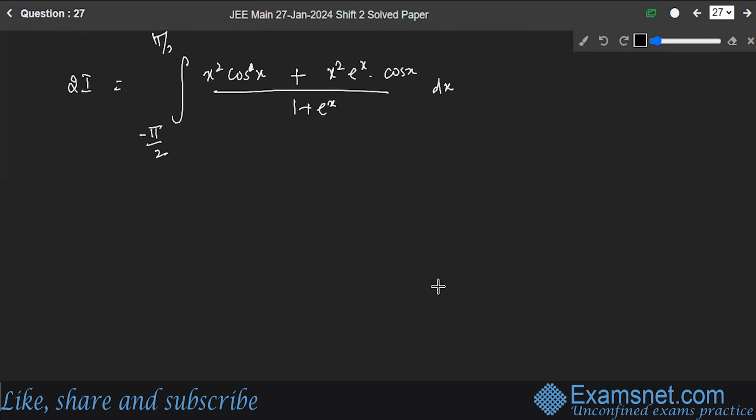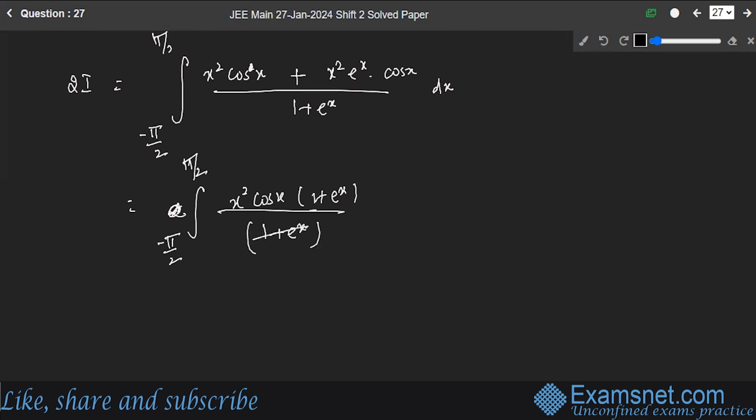Or I'll take common. One thing more I'm doing, and this is okay, leave it, I'll do it later. So taking x square cos x common, (1 plus e power x) plus this, they will cancel, dx. Now you're left with minus pi by 2 to pi by 2 x square cos x dx. Now this is an even function also. Both are even functions. So that means I can change the limits.